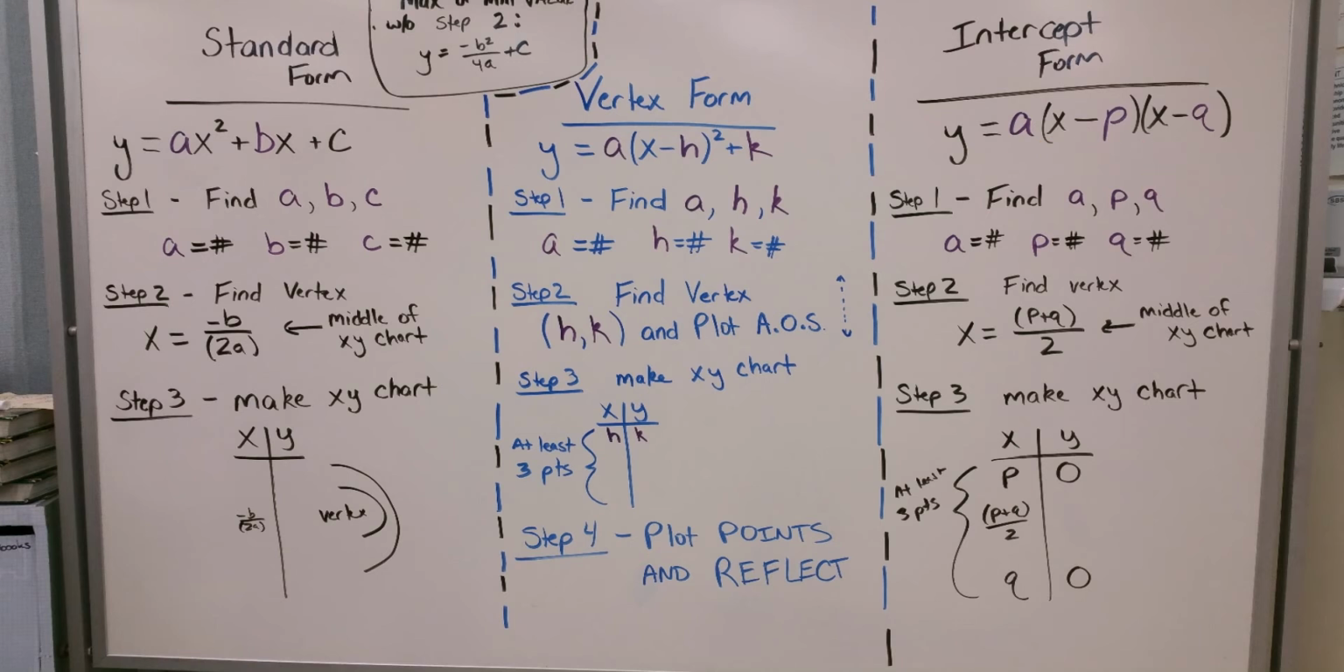Use the vertex formula. P plus Q over 2 in parentheses on top. That's going to be the middle of your XY chart. And you make your XY chart.